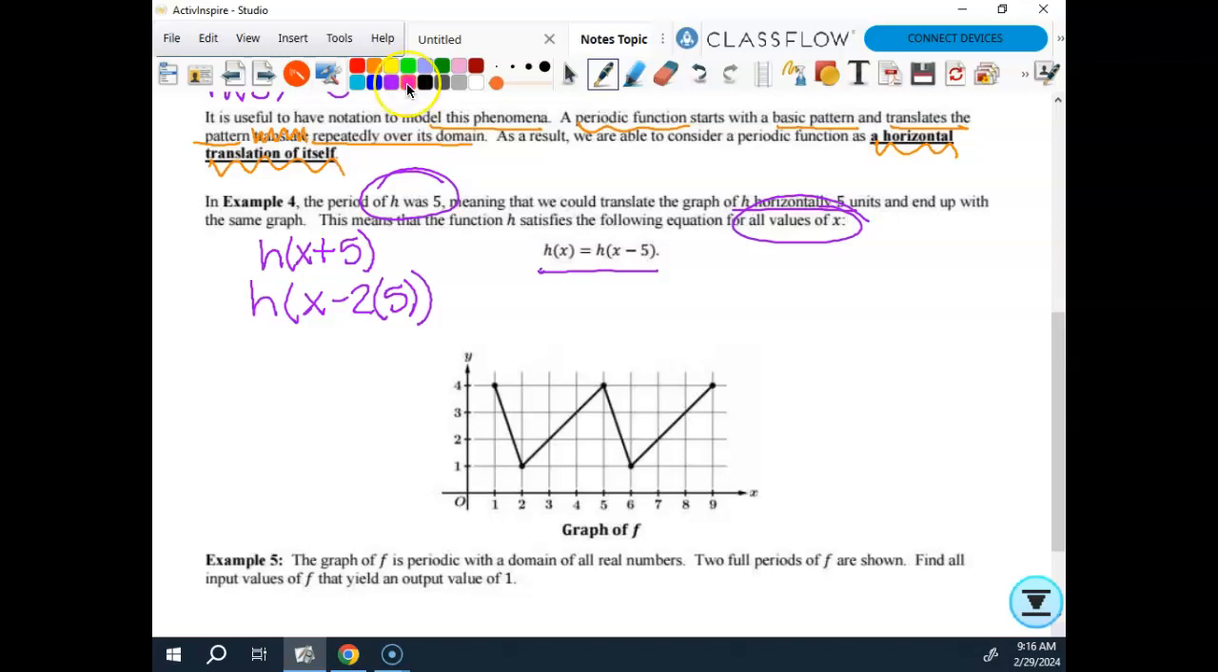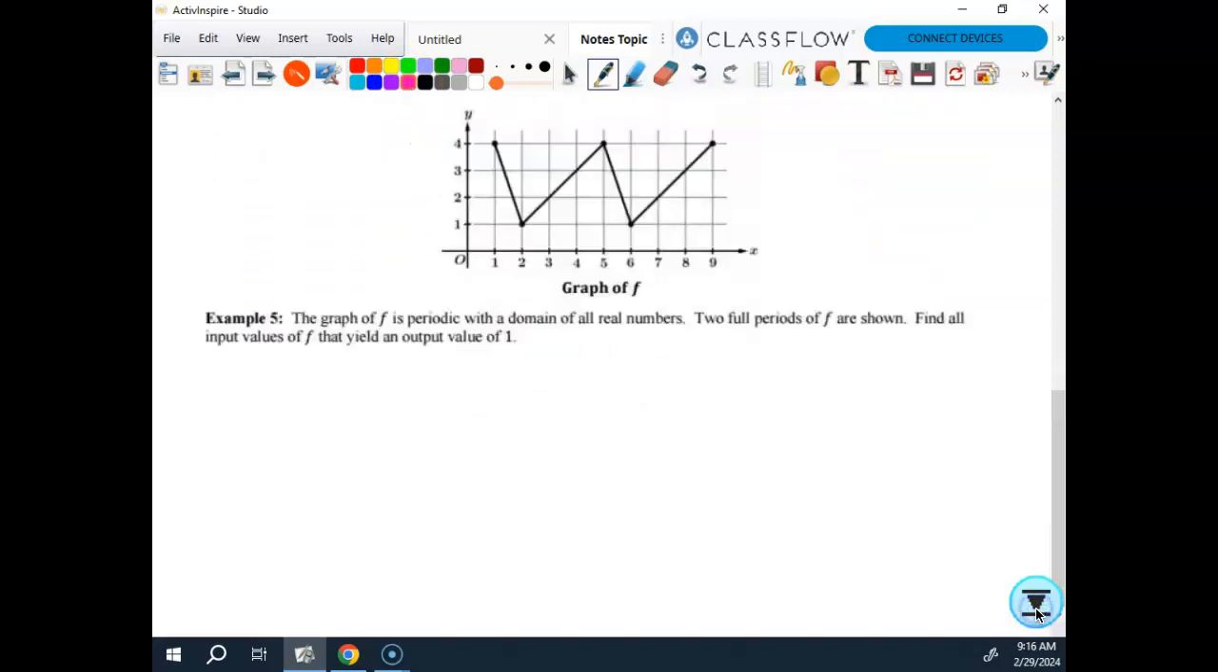All right. Let's look at example 5. So we have the graph of f is periodic with domain of all real numbers, meaning we don't see the whole thing, but it goes on forever in either direction. 2 full periods of f are shown. Find all input values of f that yield an output value of 1. So the first thing I think I want is the actual period. So what do you think the period is for this function?